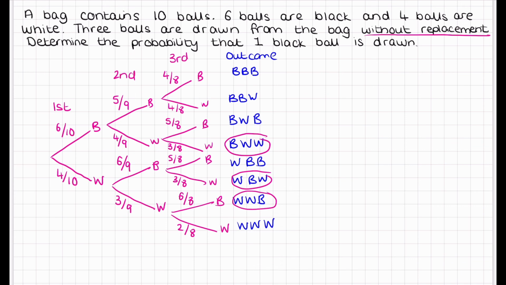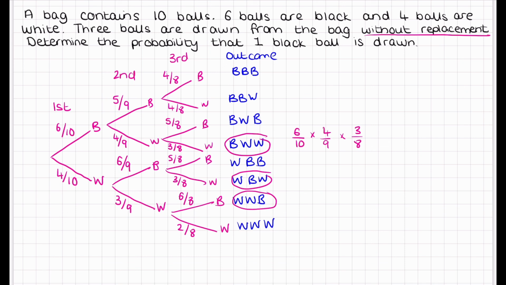So to get this BWW, we had to do the B first, which was 6 out of 10. We times it by the next white, which was 4 out of 9. And then the next white was 3 out of 8 to get to here. So on the diagram we did the black first, then we had the white, and then white again. So I've just pathed it out in black on the diagram. Now when we're working across a tree diagram, we always multiply.